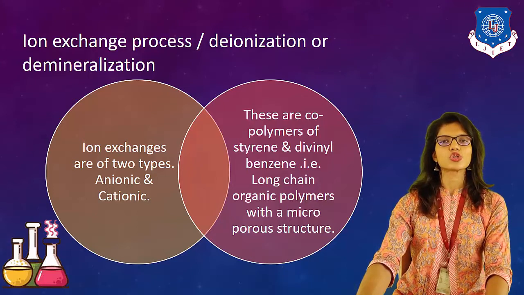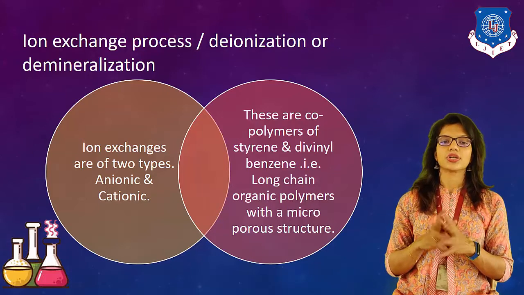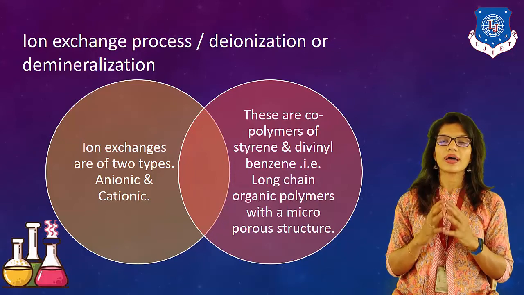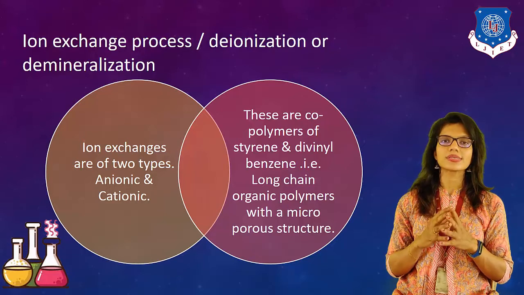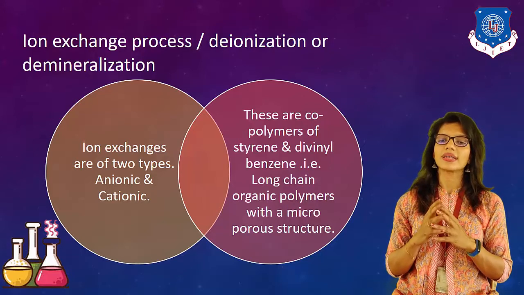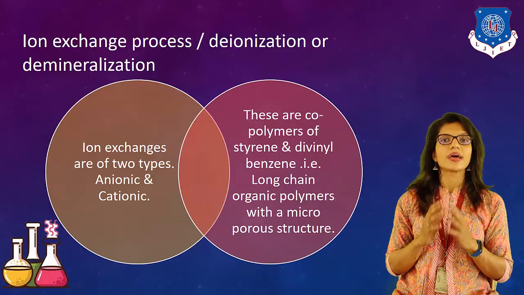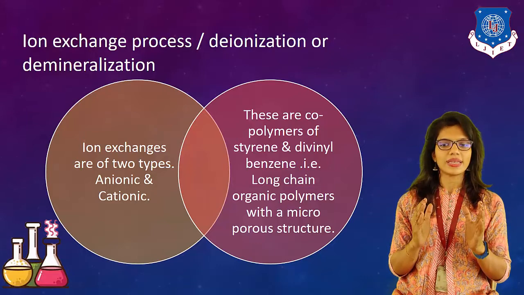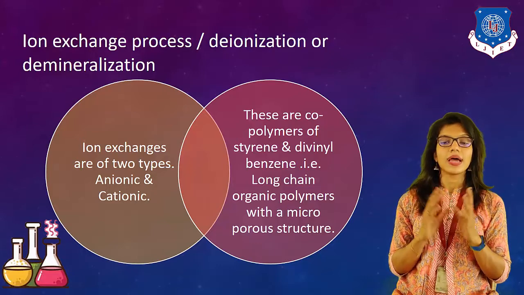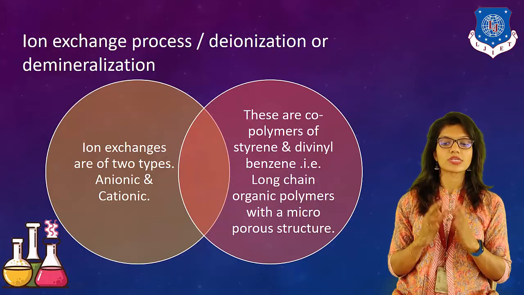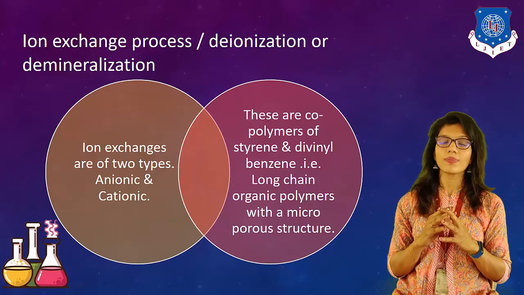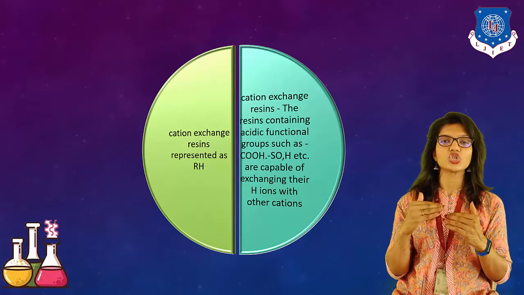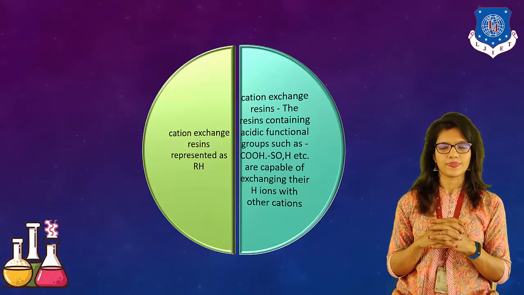Ion exchange process is also known as deionization or demineralization process. Here, ion exchangers can be of two types. One is anionic type and the second one is cationic type. Generally, the ion exchangers are the copolymers of styrene and divinyl benzene. For example, long chain organic polymers with a microporous structure, so that they can easily exchange the ions with it.